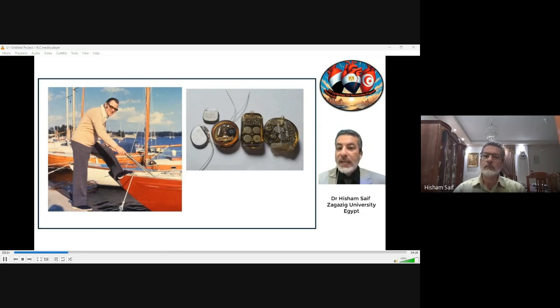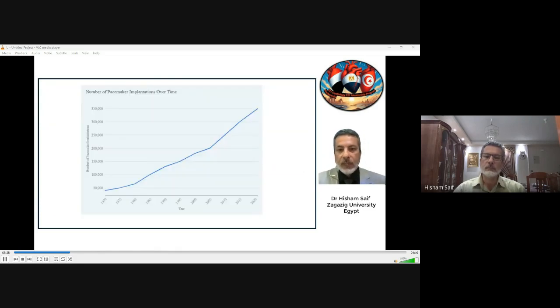His story stands as an emblem of how technology has the power to save lives. Since its invention, the number of pacemaker implantations worldwide has seen an exponential increase, rising from fewer than 50,000 in 1970 to over 350,000 in 2021.